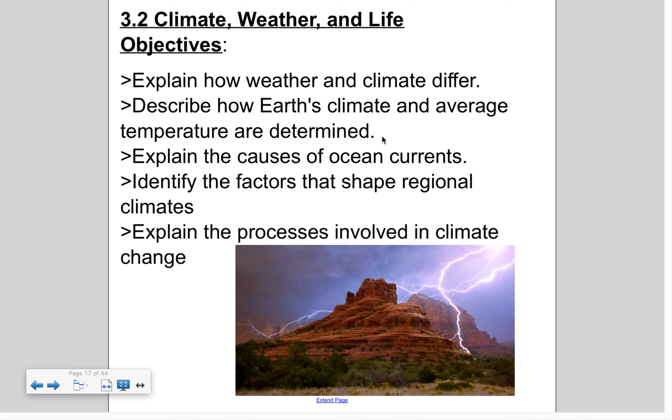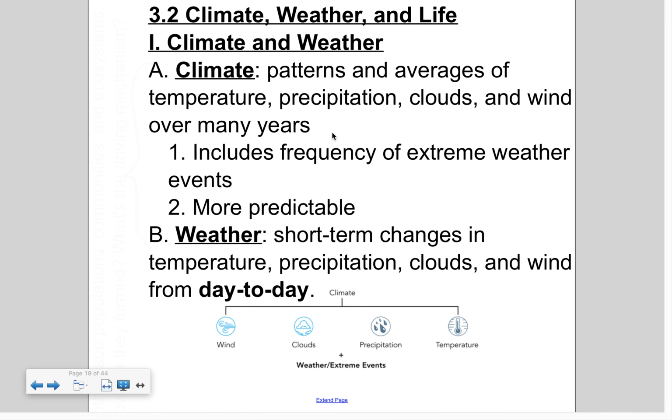how they are determined, causes for ocean currents, and then tomorrow's lecture, because I'm only going to cover part one today, will be regional climates and how processes involved in climates can change. So get ready for some flashback from earth science.